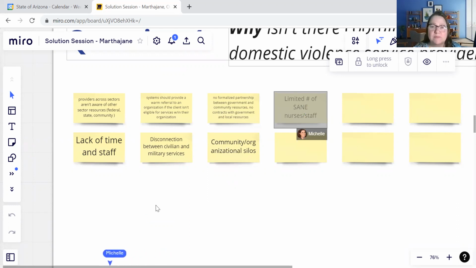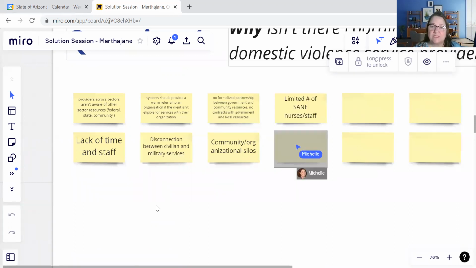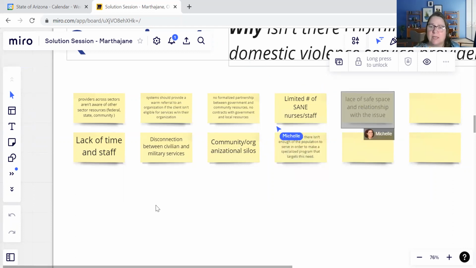No formalized partnership between government and community resources. No contracts with government and local resources. Yep, community organizations in silos. Oh, absolutely. Disconnection between civilian and military services. And you guys talked about that quite a bit in the first session, which I found really interesting.